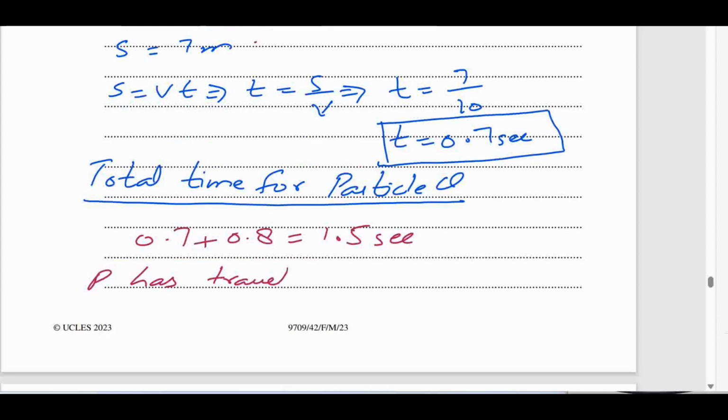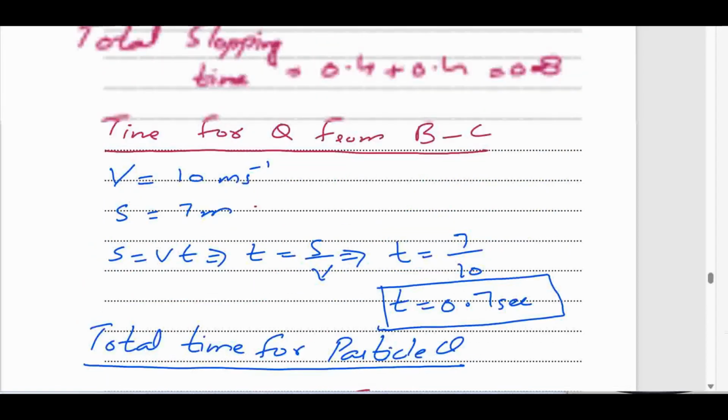पी हैज़ ट्रेवल्ड कितना डिस्टेंस, पी हैज़ ट्रेवल्ड इन 1.5 सेकेंड्स, और डिस्टेंस हमने फाइंड करना है। सो एस इज इक्वल्स टू वी टी, और वेलोसिटी इसकी थी पी की आपके पास 4, 4 इंटू 1.5, सो दिस विल बी इक्वल्स टू 6 मीटर्स। तो डिस्टेंस जो पी ने कवर किया है, पी हैज ट्रेवल्ड 6 मीटर्स, ये डिस्टेंस पी का है.